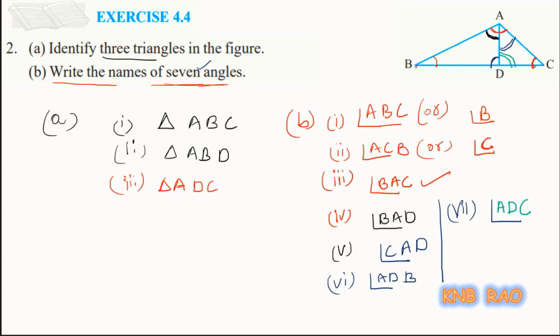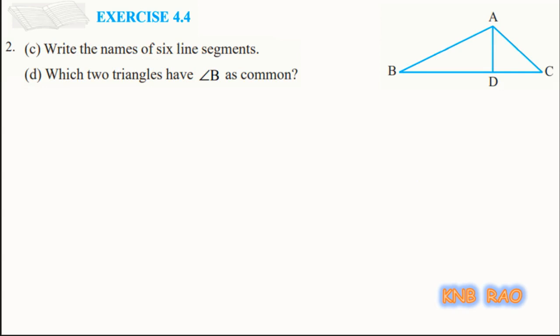Now moving on to the sub question C and D on the same second question. Here write the names of 6 line segments in this triangle ABC. There are 6 line segments. First AB, second a big one BC, third that BC divided into 2 parts, one BD and another is DC.